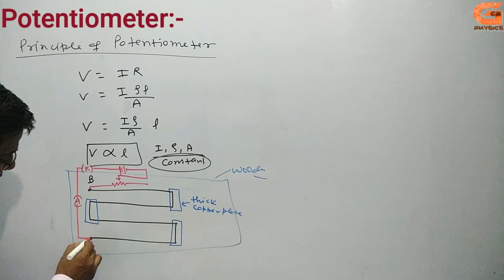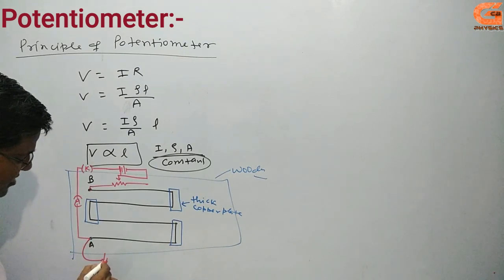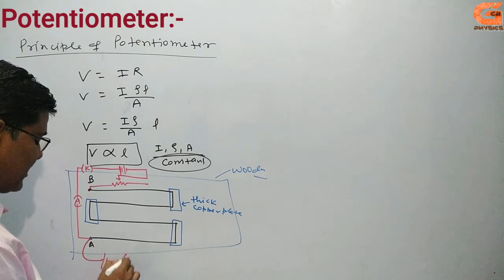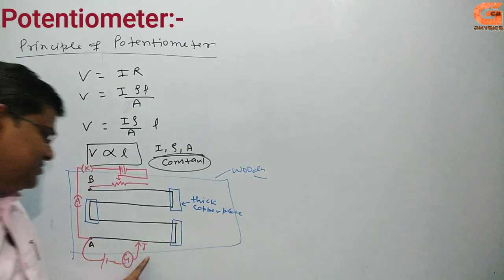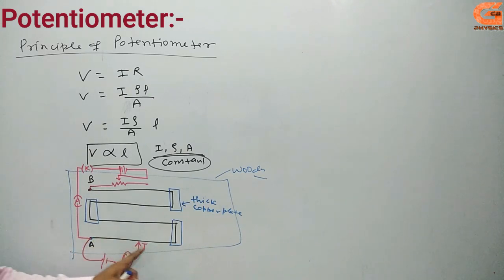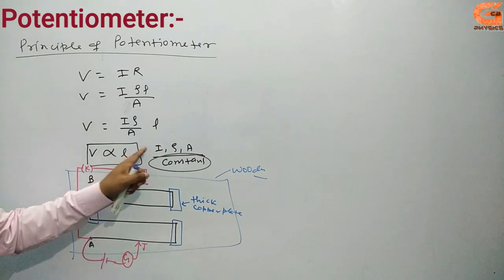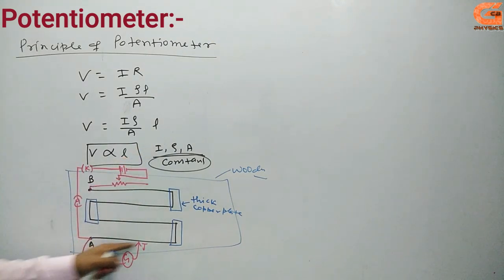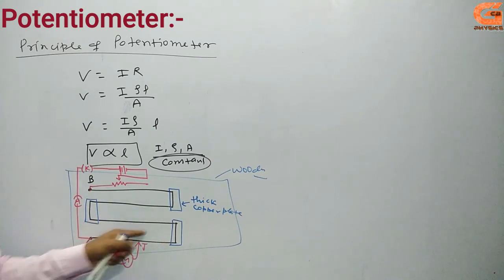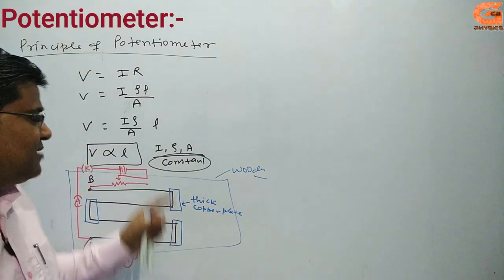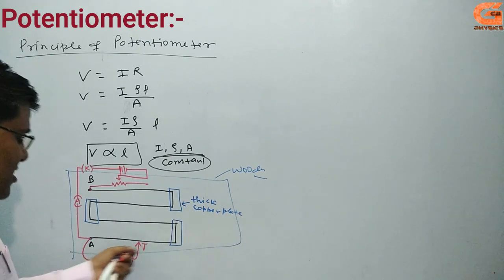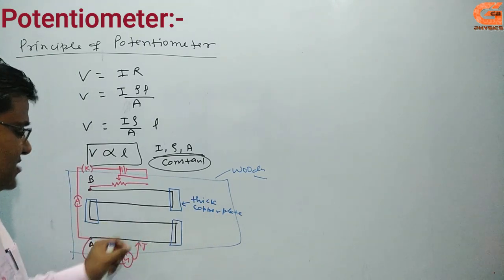And here you may use a cell and a galvanometer, and one is the jockey to search for the balance point. Balance point means the potential at A is equal to the potential at J, and no current flows through the galvanometer. First of all you set I constant, meaning a steady current must flow through the potentiometer wire. Rho is the resistivity, meaning the resistivity of the material is always the same, and A is the cross-section area. That's why the jockey is not rubbed on the wire, it is just tapped.